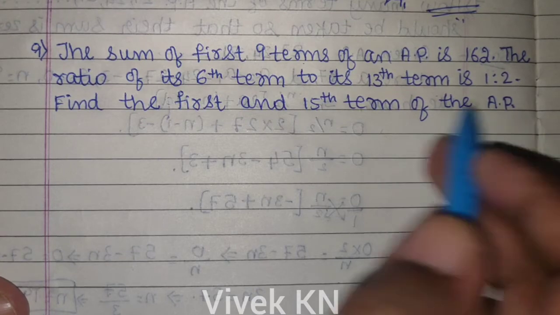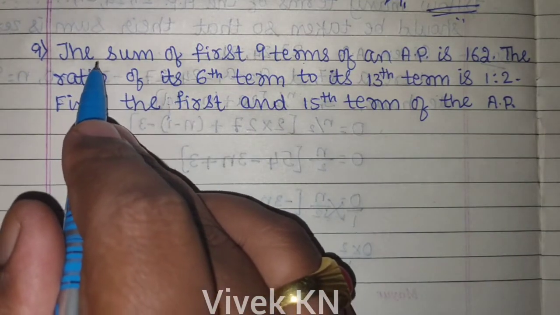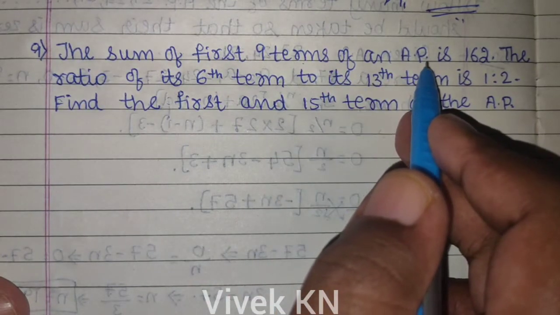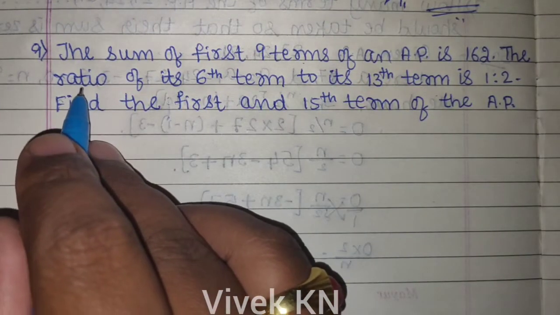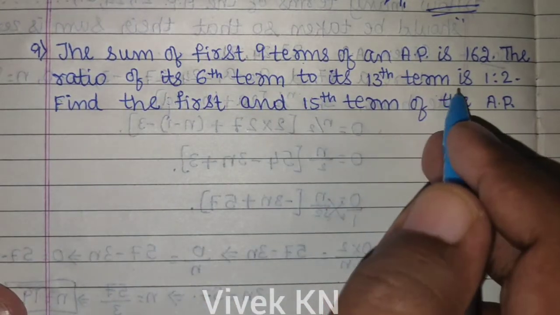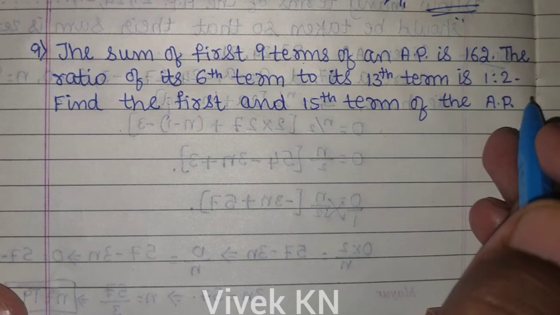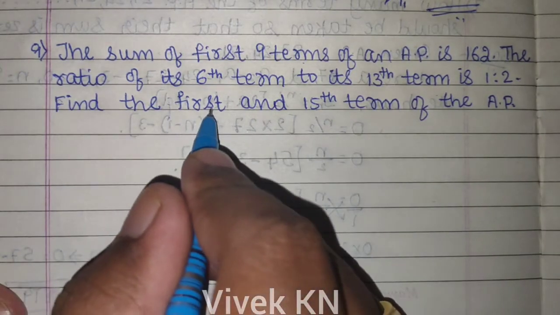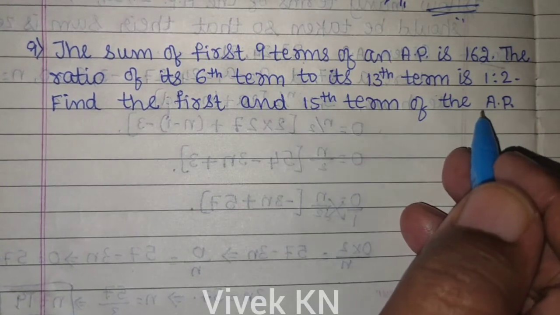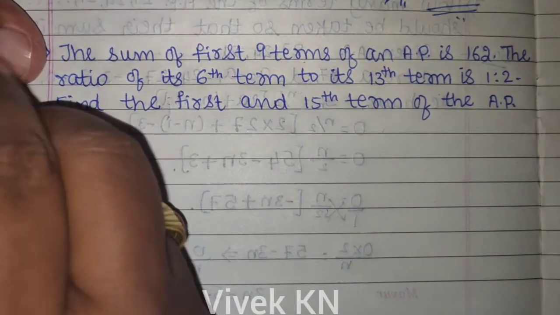Here in this question they have given the value of the sum of first 9 terms of an arithmetic progression, and they have given the condition, that is the ratio of its 6th term to its 13th term is 1:2. Now we have to find the first term a and 15th term of the arithmetic progression. Let's solve this problem.